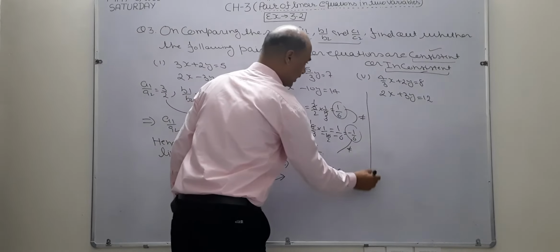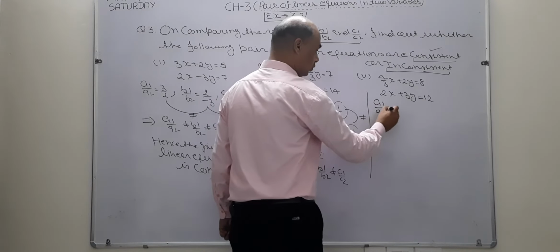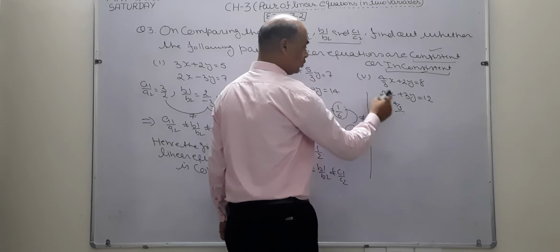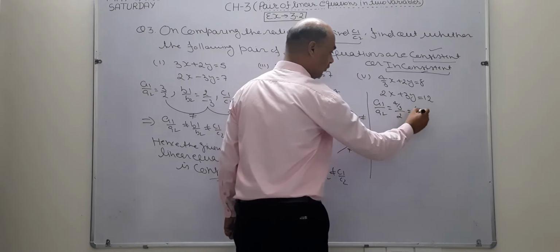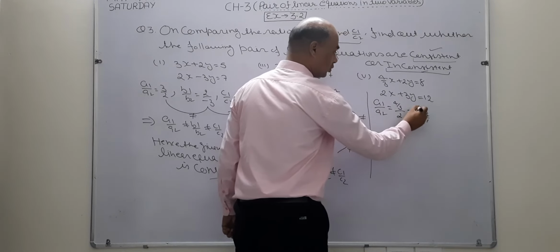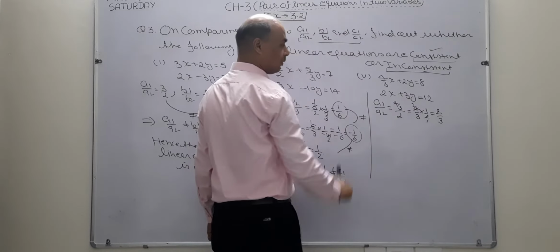Now I am going to check its fifth part. Now see what is given. A1 by A2. What is the value of A1? 4 by 3. What is the value of A2? 2. See, this becomes 4 by 3 and this becomes 1 by 2. 2 1s are 2, 2 2s are 4. This becomes 2 by 3. A1 by A2 becomes 2 by 3.